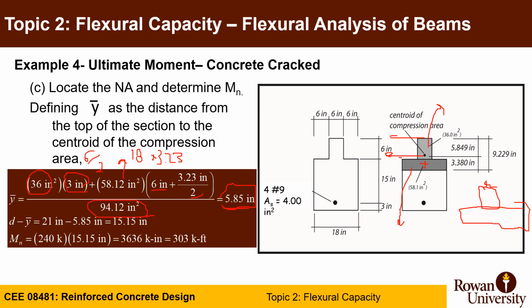Now your compression centroid is here, your tension centroid is here. So you now use d minus y. Your total d is 6 plus 15 is 21. And your y bar, or before was a/2, now is y bar, it's 5.85. You end up having 15.15 inches as arm. Your moment is equal T or C, they are equal, times arm, which is 15.15. That gives you 303 kip foot.